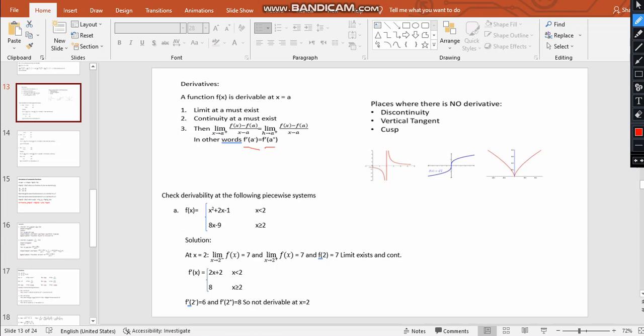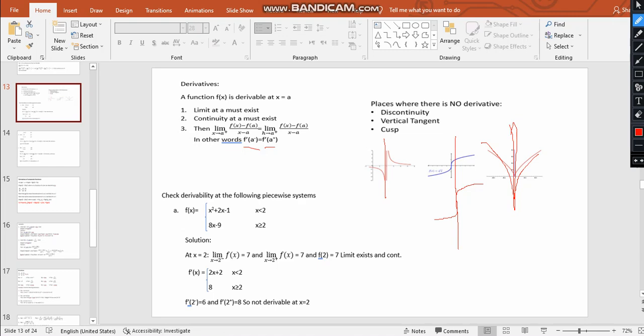Places where it's not derivable are asymptotes. If you have, for example, a vertical line like this and then it continues, the derivative of a vertical line is undefined. And at points where, for example, you have what is called a cusp, if you draw the tangent here, the tangent is vertical. Always when the tangent is vertical, the derivative does not exist.